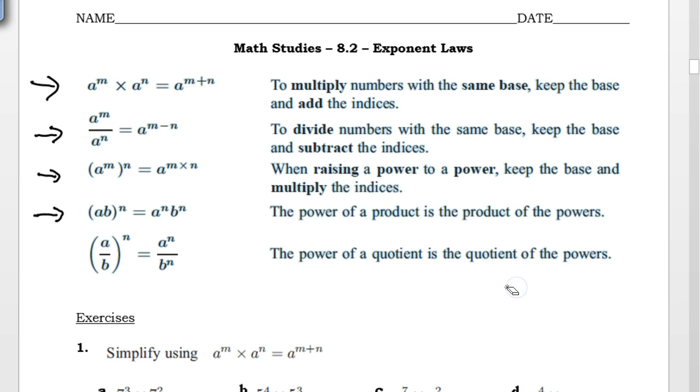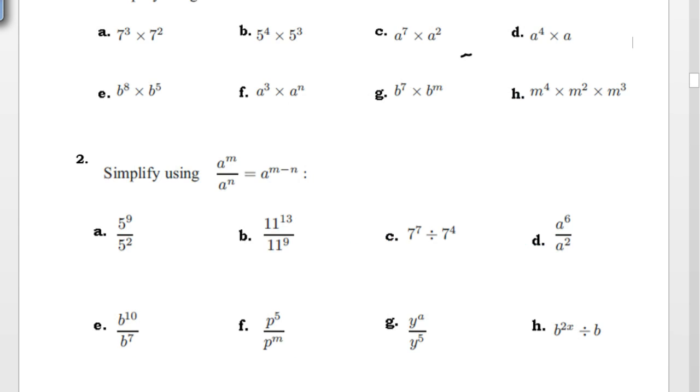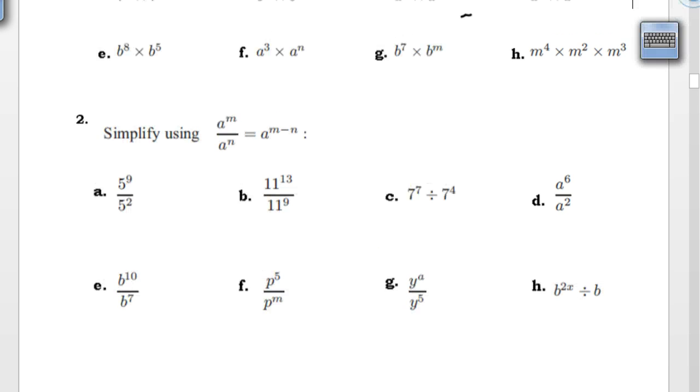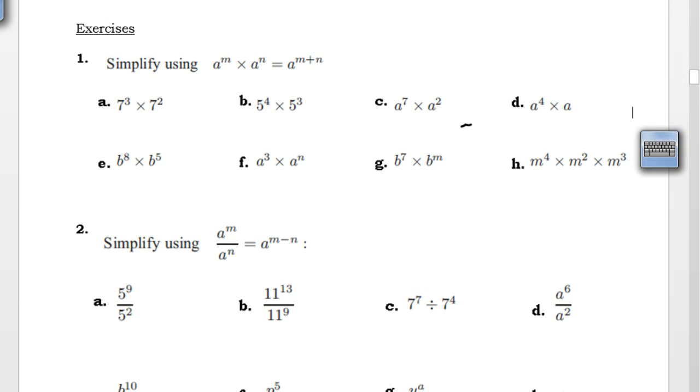And then the last one is kind of the same, power of a quotient. Make sure you distribute that power to everything in the parentheses, both the top and the bottom, not just the top. So this lesson doesn't have any explicit examples, so I'm just going to do one exercise from each number. So the first one is using the first rule.